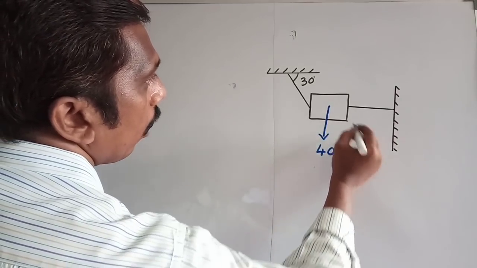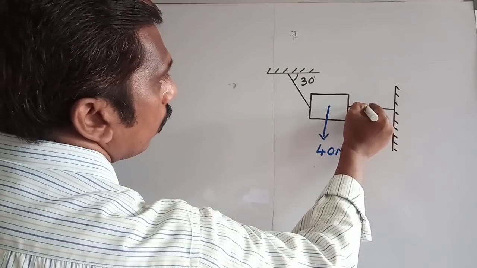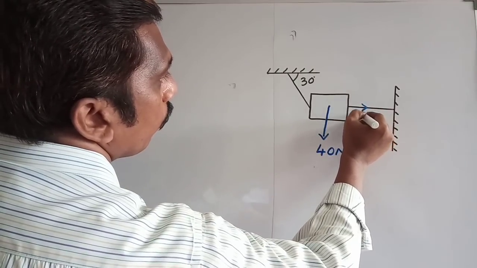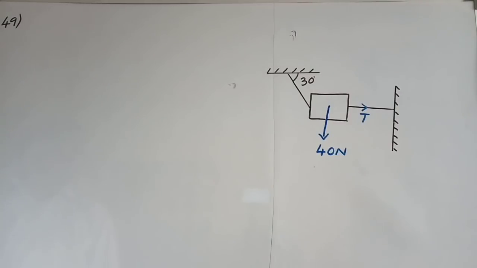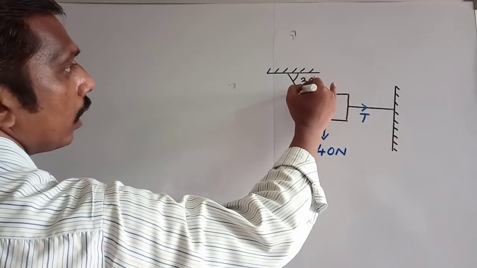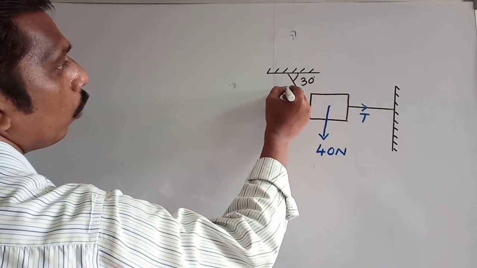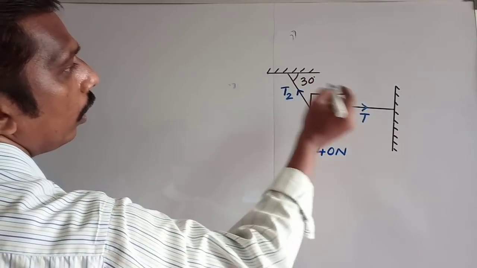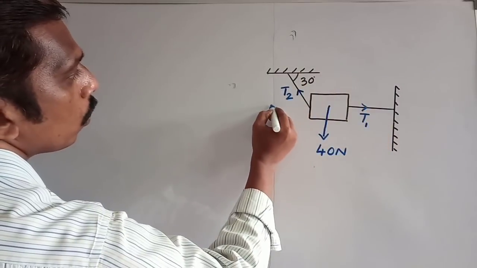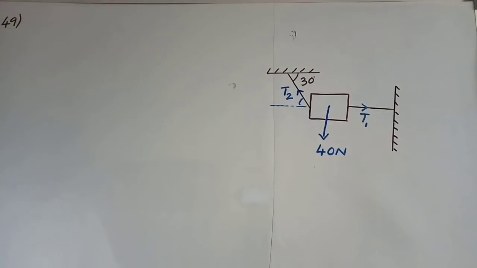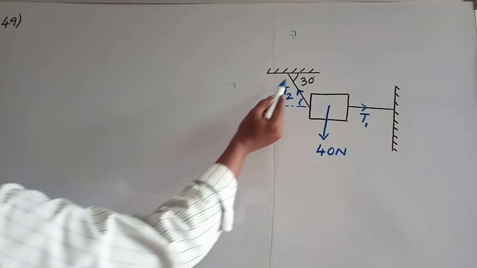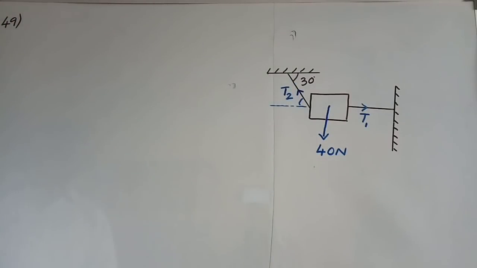One string is connected horizontally. In the string, tension is taken as T1. And another string is connected to the ceiling. The string makes an angle 30 degrees with the ceiling. Tension in the string is taken as T2. Here this one is taken as T1. So this string makes an angle 30 degrees with the horizontal because alternate angles are equal.